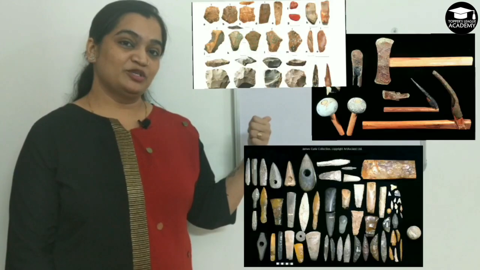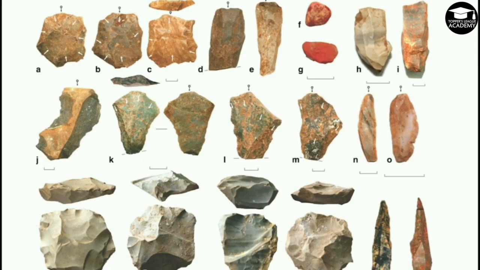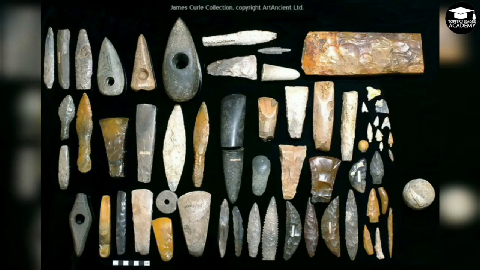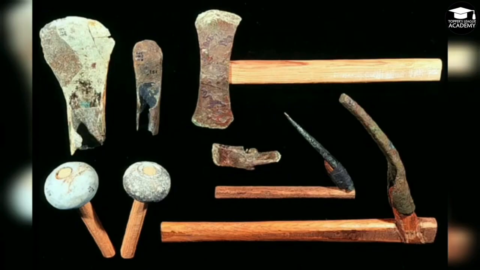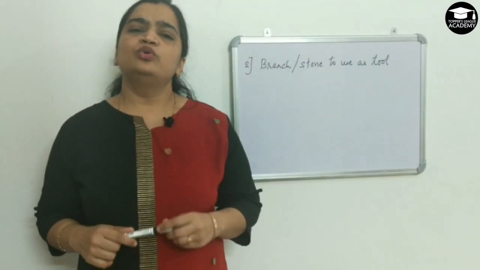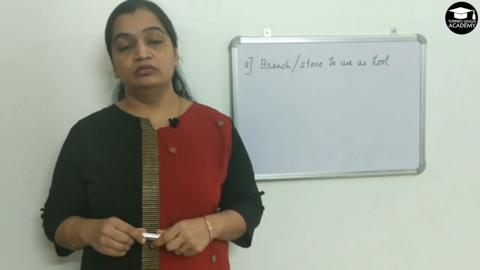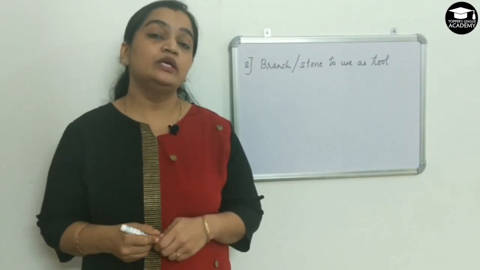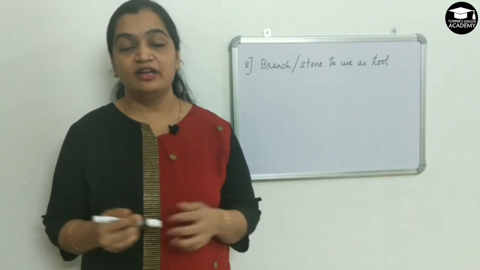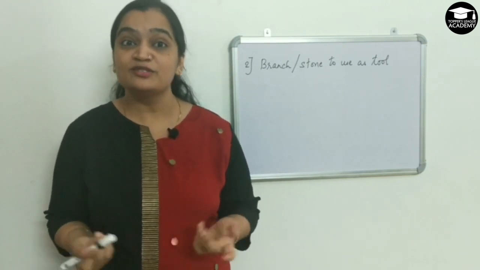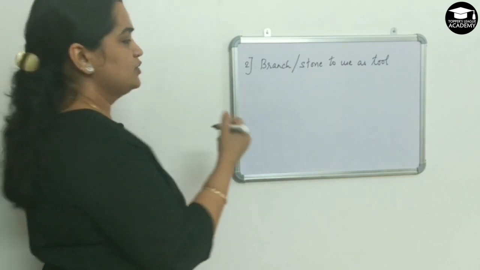Take a look at these pictures. Here are a few examples of stone tools and tools made of stone and wood. Then let's go to how they ate food. Obviously, they would have eaten raw because they did not know anything about cooking, right? So they began using raw meat.